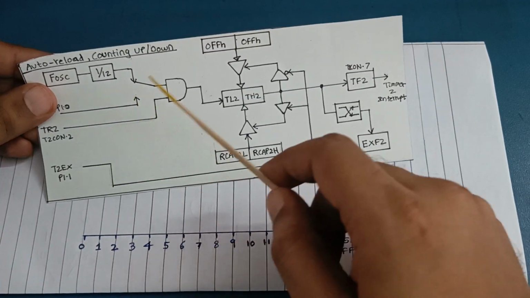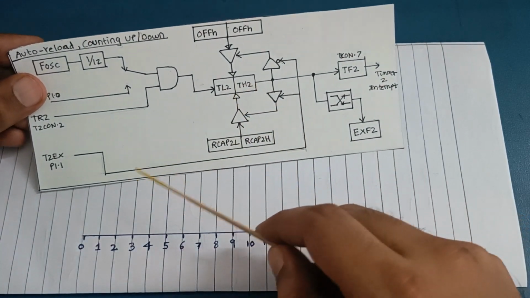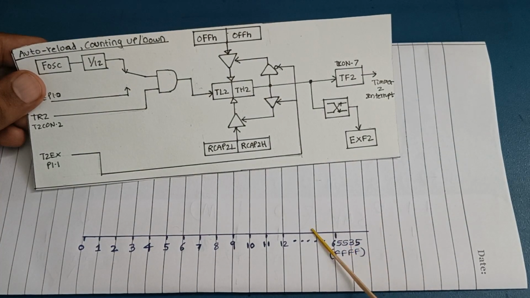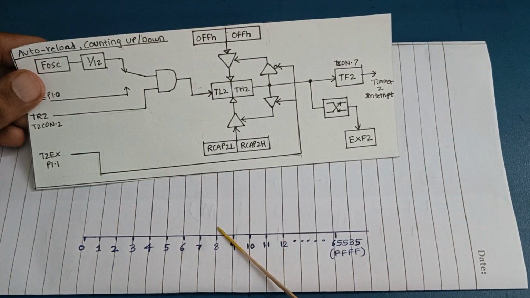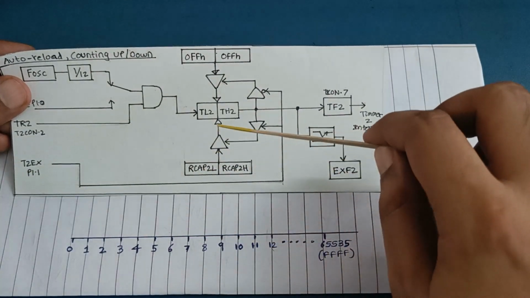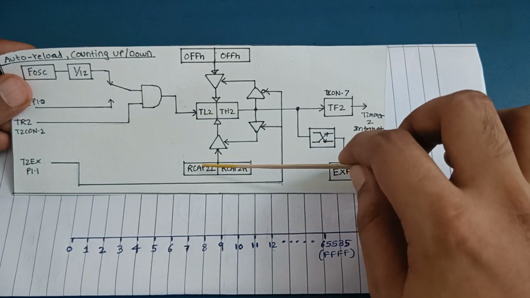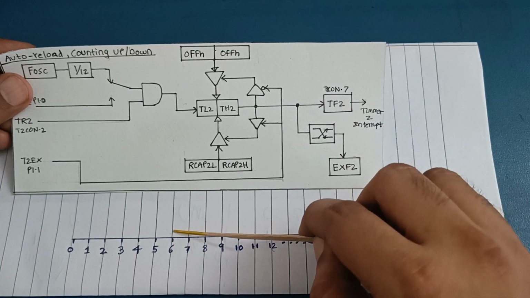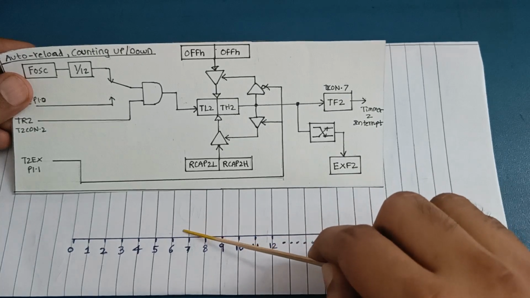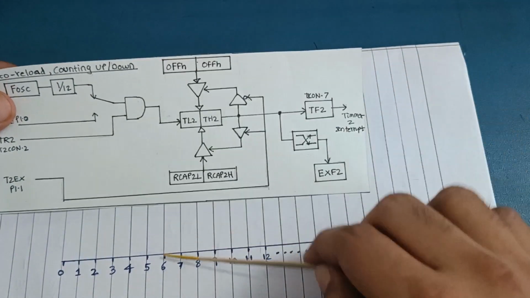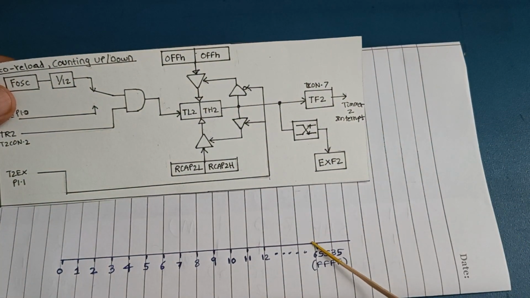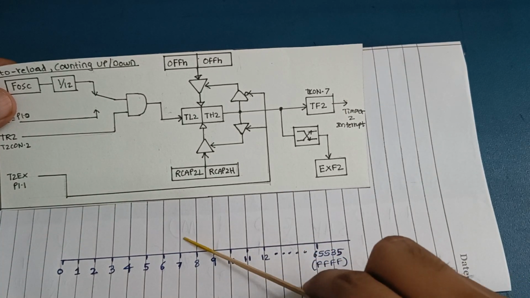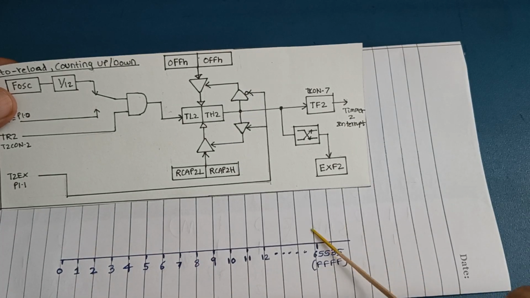Suppose this pin is set to 0, the registers decrement. Initially this is 0. On the next clock pulse it will decrement to 65535, and the down counting goes on until the match occurs. When the contents of TL2 and TH2 match RCAP2L and RCAP2H, which is 6, while counting down, on the next clock pulse it reloads FFFF back into TL2 and TH2. Now the counting starts from FFFF, down counting starts from there. When the match occurs, again the cycle repeats.